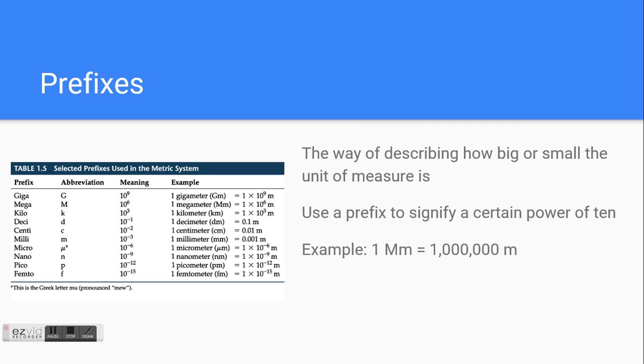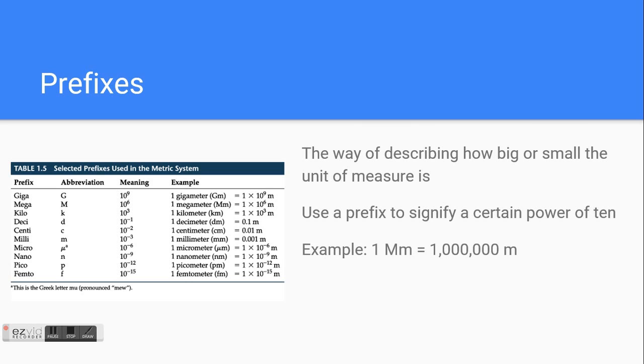Now, the other nice thing about the metric system is we can change how big one of those base units is by using what are called prefixes. So I'm not just stuck with measuring things in meters. If something is really small, I could measure it in millimeters, micrometers, or nanometers, depending upon how small it is. If something is really big, you can measure it in megameters, gigameters, or kilometers, depending upon how big it is.